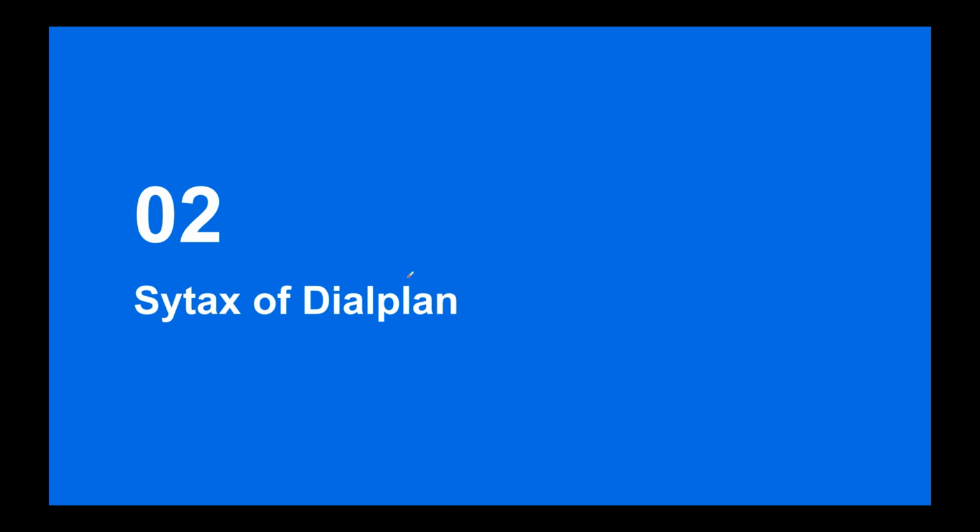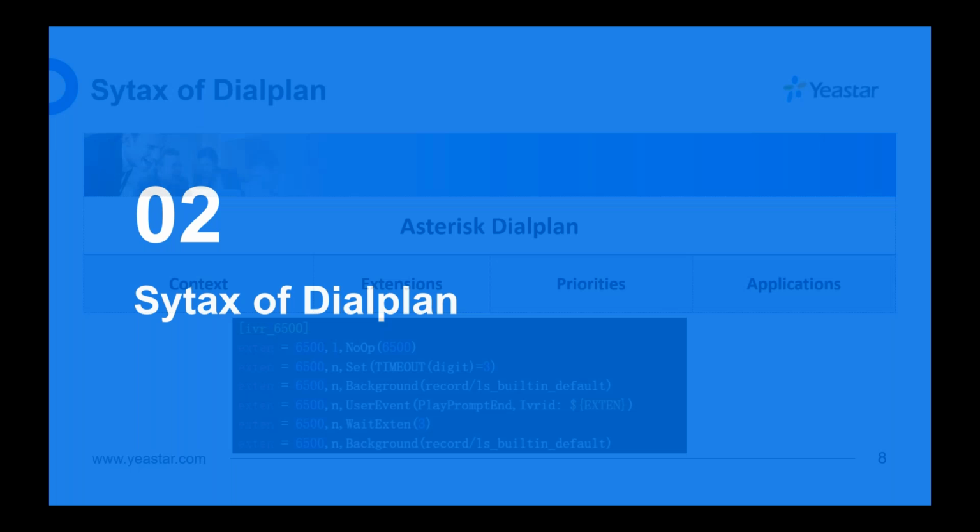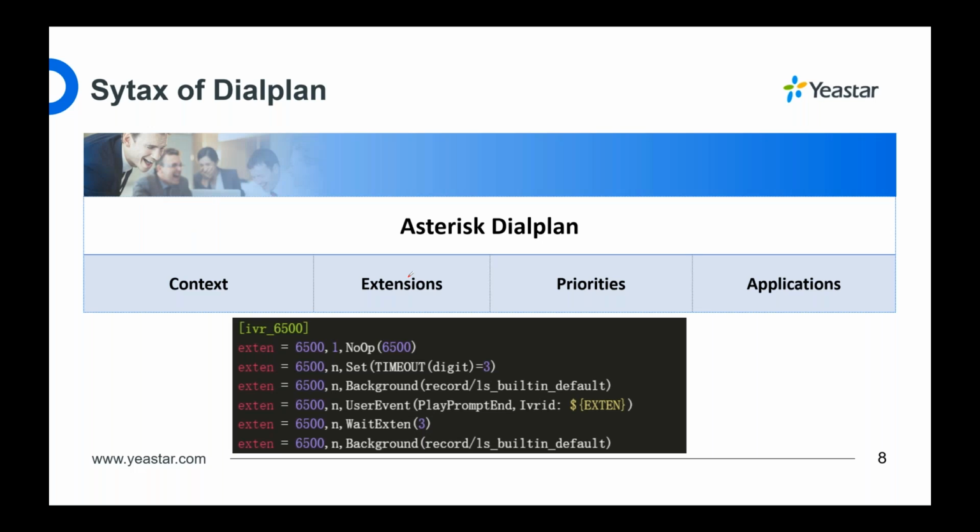So after that, the second part is the syntax of this Dialplan. Okay. Here you can see the Dialplan is made up of 4 parts. Okay, context, extensions, priority, and applications. Below is an example to show all these 4 parts. This is a context about IVR, right? The IVR 6500 is a context name.